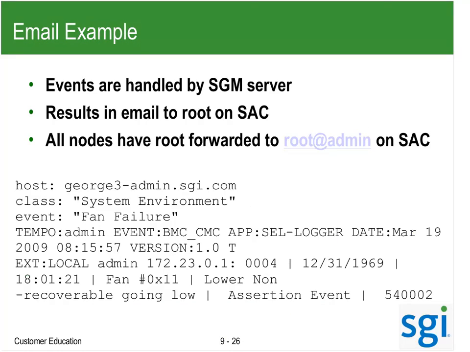So events are handled by the SGM server, the admin node, results in email to root on the admin node. All nodes have root forwarded to the admin node. And then this was an example of something that email might be like, where the host and then temperature giving me basically memory error is what it looks like here. No, fan failure. Fan was low fan speed.